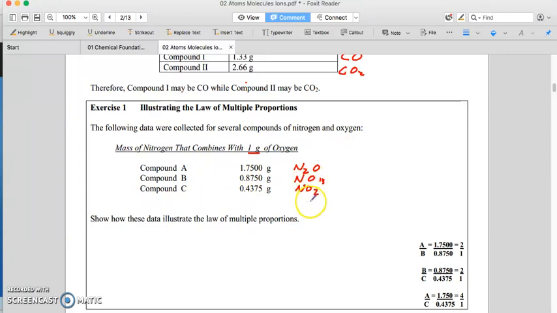Here, NO2, we've got 0.4375. So we've got half as much nitrogen to oxygen. Not half as much nitrogen in general. That's the same, but it's half as much nitrogen to oxygen.